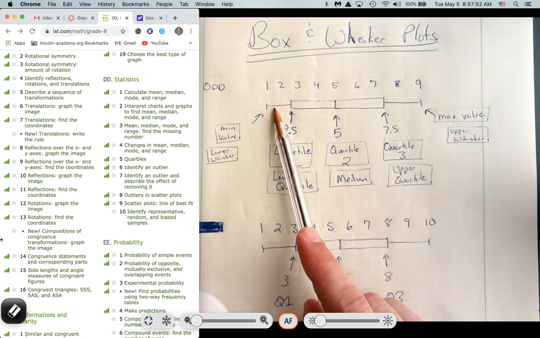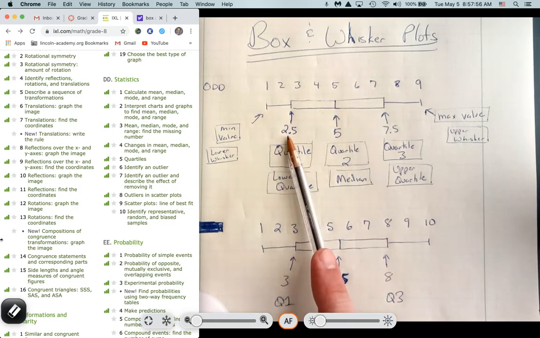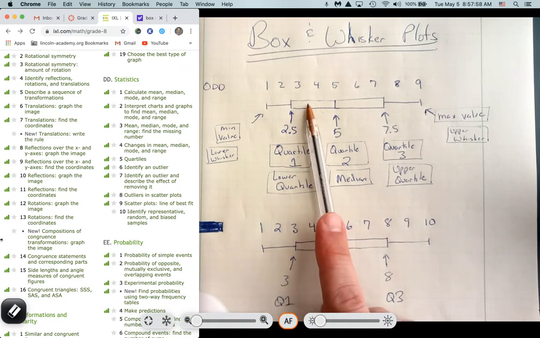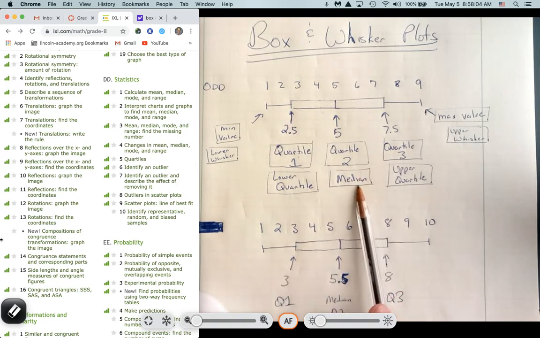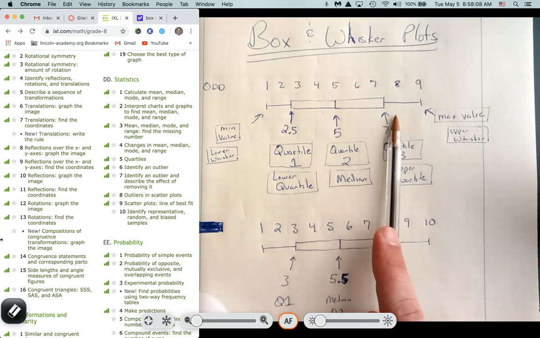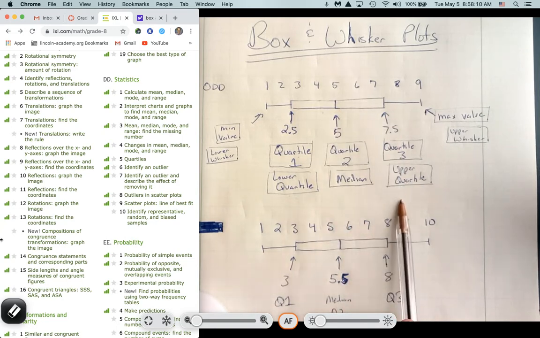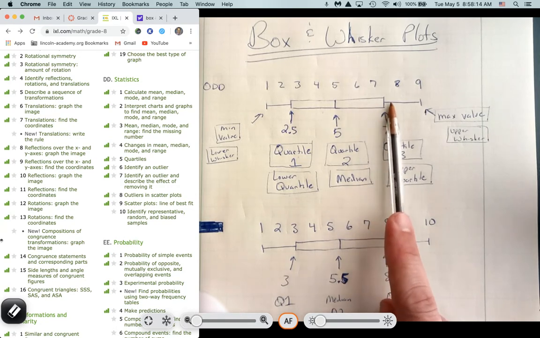In today's homework, you won't have to worry about the whiskers. All you're going to be finding is quartile 1, which is the middle number of the bottom half; quartile 2, or the median, which is the middle of all the numbers; and quartile 3, or the upper quartile, which is the middle number of the top half.